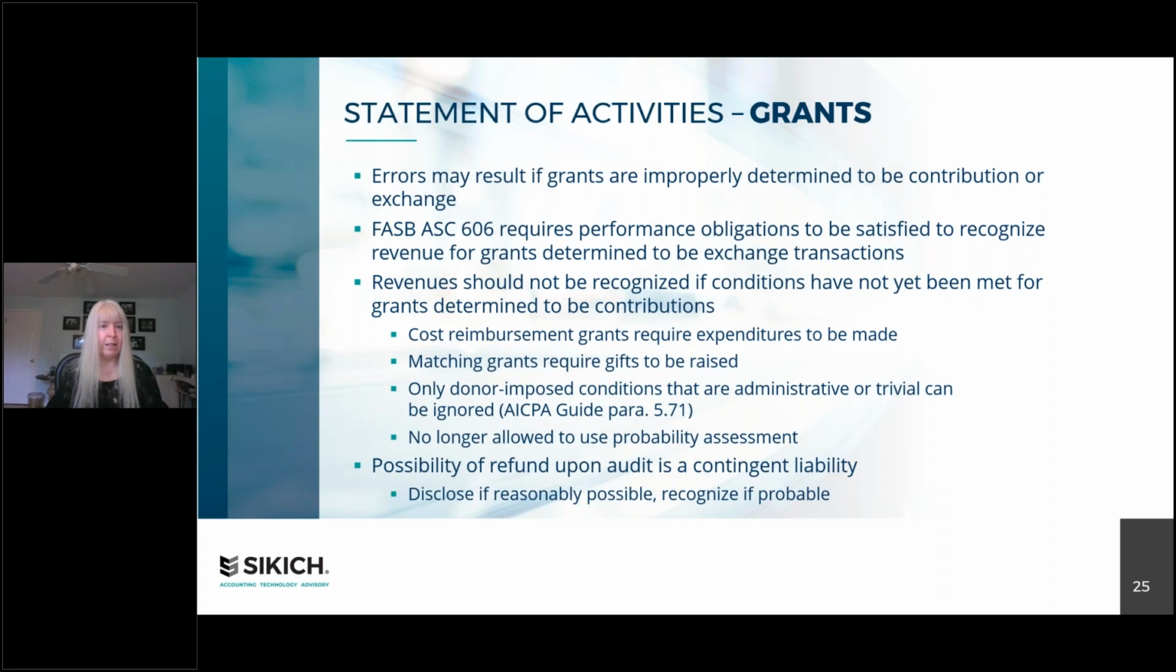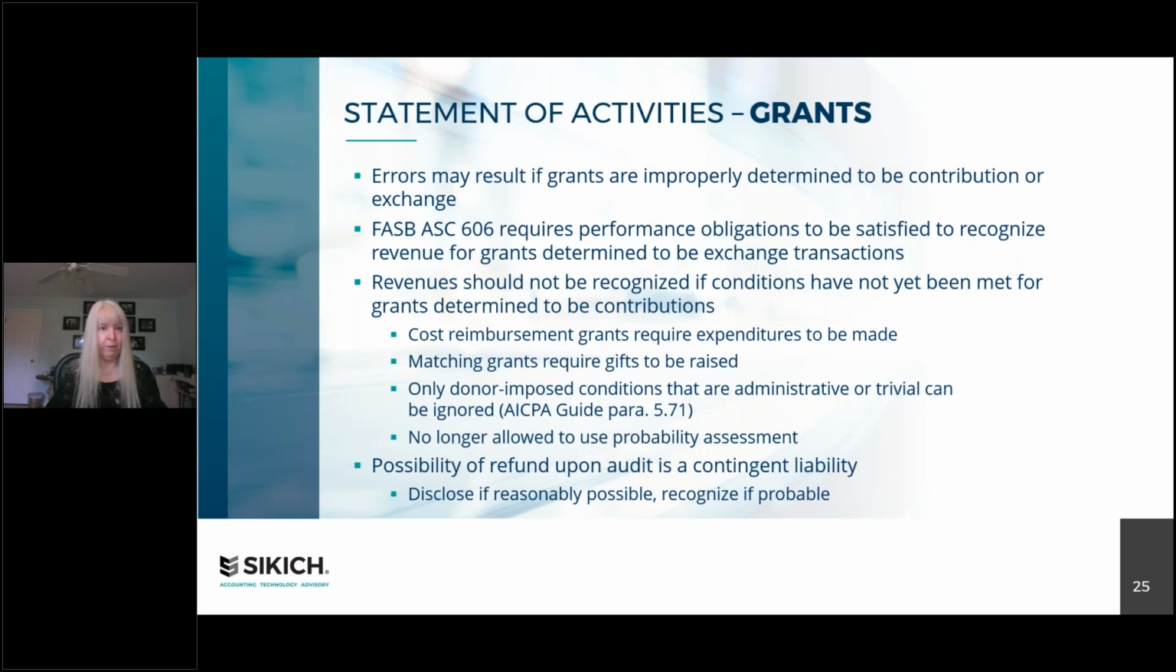And if it's determined that they are contributions, we want to make sure that any conditions have been met before recognition. So for instance, your cost reimbursement grants require expenditures to be made, matching grants require gifts to be raised, that probability threshold is gone, and only the donor imposed conditions that are administrative or trivial in nature can be ignored.